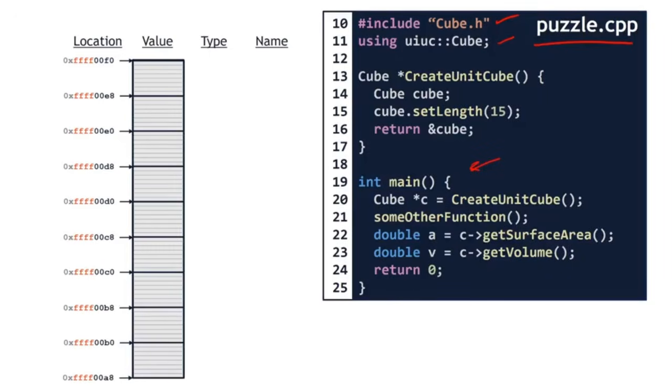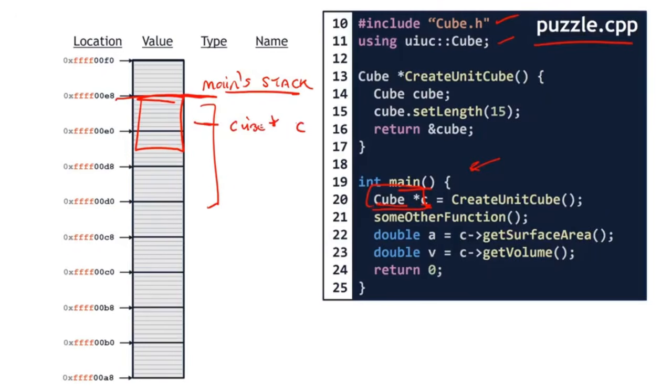The first thing we do is we create a Cube pointer c that we're going to put onto main's stack. So the first thing that happens is we're going to allocate an area of this memory for main. So we'll call this main stack. Inside of main stack, the first thing we have is a cube pointer. So the type of this memory is going to be a Cube star. The name of it is c. And it's going to take on the value of createUnitCube. createUnitCube is a function. This function returns a Cube star. So here we have a cube.